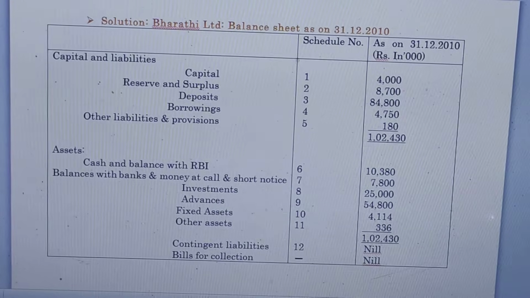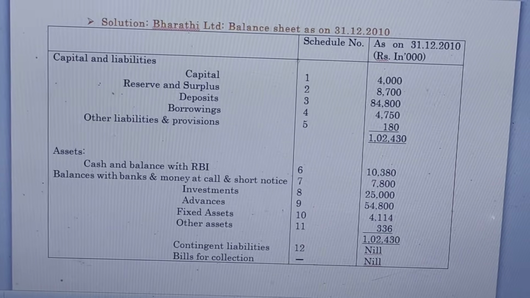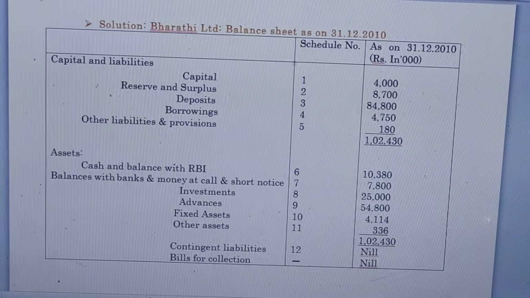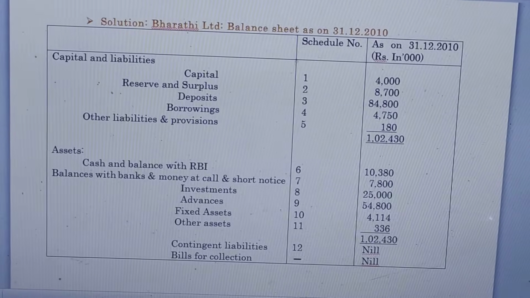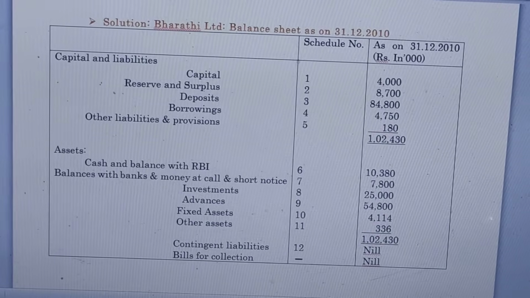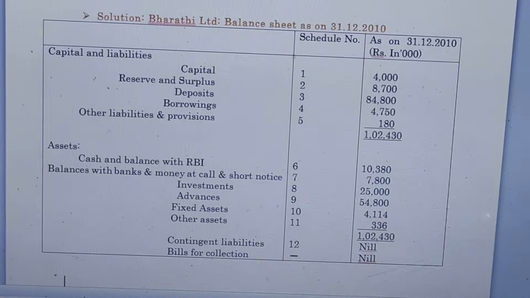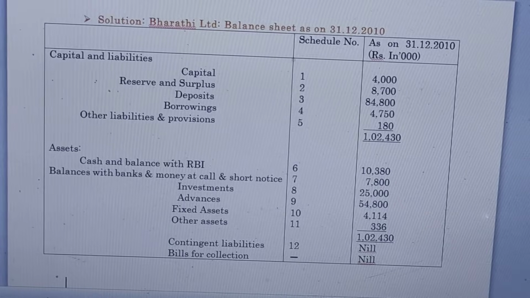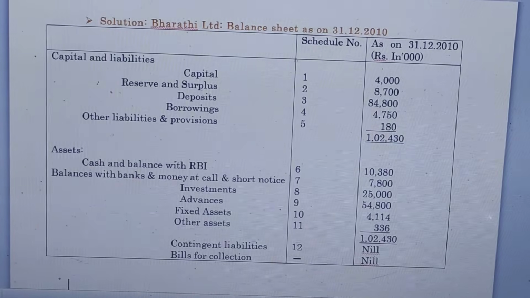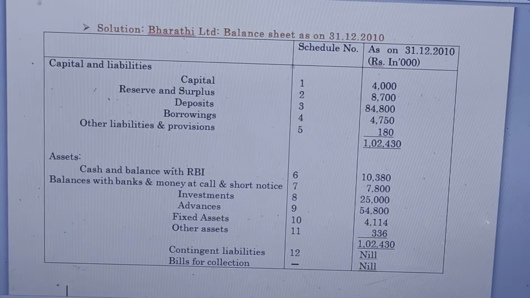So once again, first we have to look at the working note. The schedule number 1 heading is capital, so we mention it in the particular column as well. Where do we get it? It is from schedule number 1. So in the schedule number column we mention 1, and we take the schedule number 1 total only, not any other amount. So the total would be 4,000, which we mention in the rupees column. The same thing we follow for all the other items.